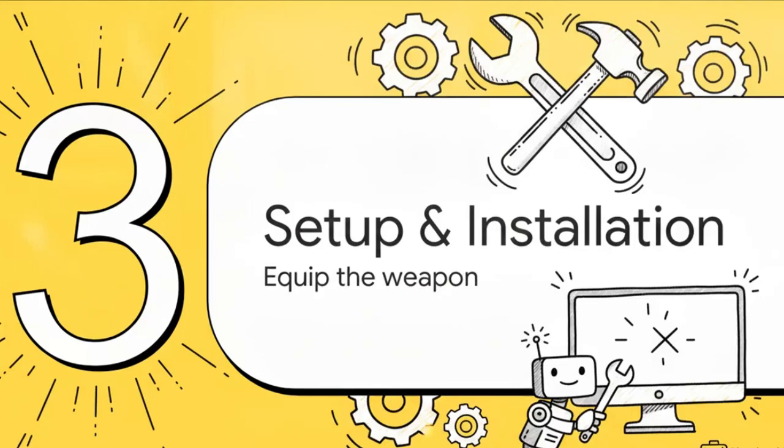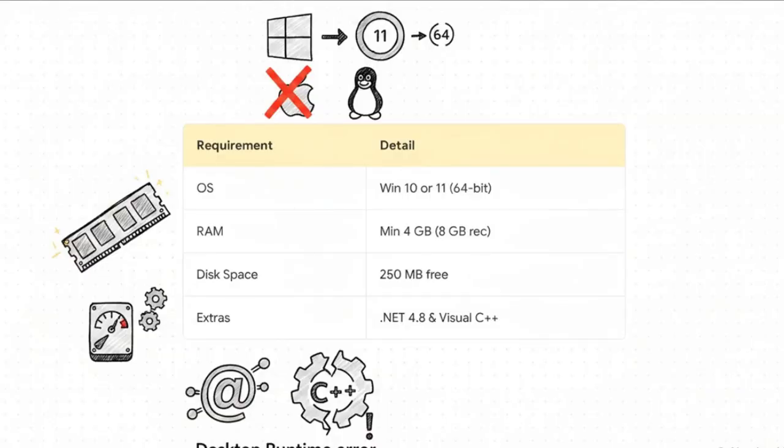Section 3. Setup and installation steps. Equipping the ultimate weapon. Before we can deploy this tool to fix your files, we need to make sure your system is actually equipped to handle it. Now, what's really interesting about this slide is the operating system requirement. This utility is strictly a Windows utility, Windows 10 or 11 specifically, with 64-bit recommended. It is completely unavailable for macOS or Linux users.